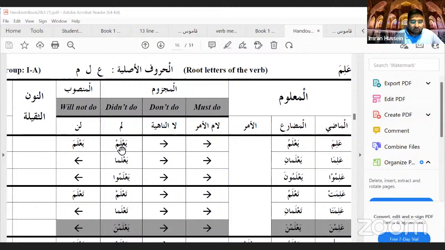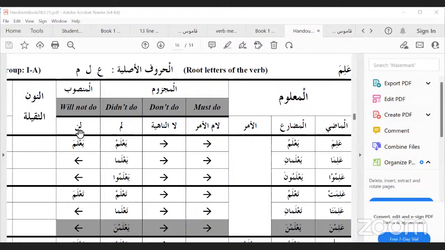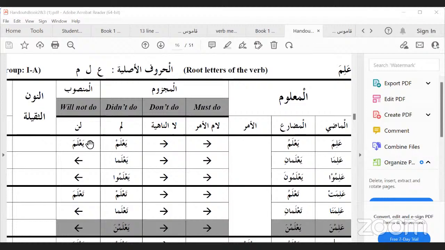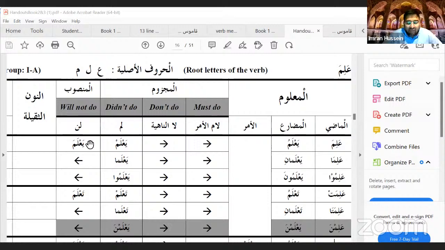And the third state for the present tense verb is mansub. Mansub means that whenever the present tense verb is preceded by the particle lan, lam noon, lan ya'lama. Can you see the last letter coming with a fatha? When lan comes in front of the present tense, it gives it future negation. Lan ya'lama means that he will never know. Is this clear for everyone now? The present tense has halatul majzum, halatul mansub and halatul marfu.